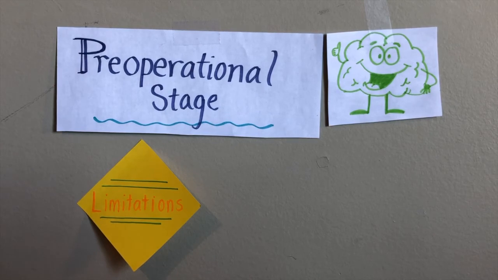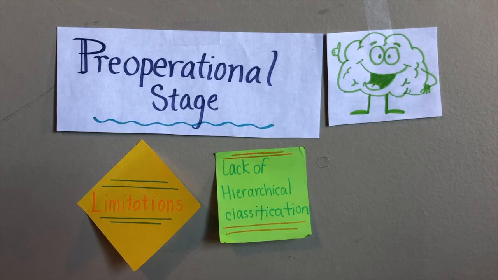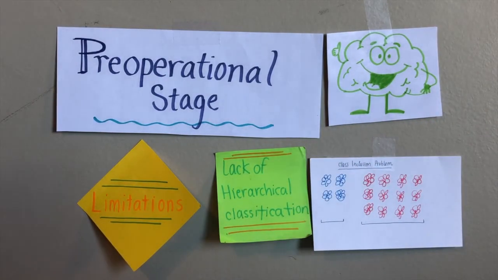Another limitation is a lack of hierarchical classification. This organization of objects into classes and subclasses on the basis of similarities and differences is something that preoperational children lack. The famous class inclusion problem shows that when children are asked if there are more red flowers or flowers, they say more red flowers. This states the limitation of preoperational children as they center on the overriding feature of red flowers and do not think about the reversibility of moving from the whole class to part of the class and back.